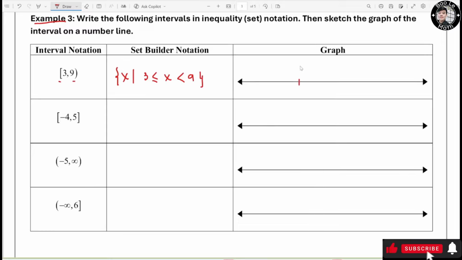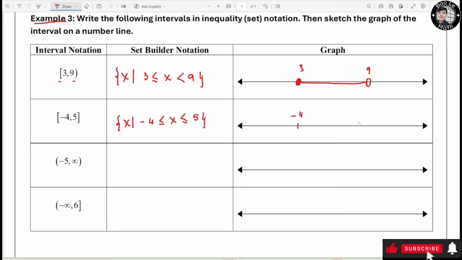Now we're going to put 3 here and 9 here. From 3 to 9, it's going to be this one right here. Closed circle right here, and this one should be an open circle. Negative 4 to 5, all values of s such that negative 4 less than or equal to s less than or equal to 5.